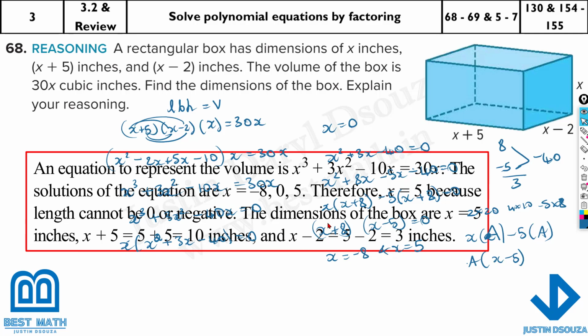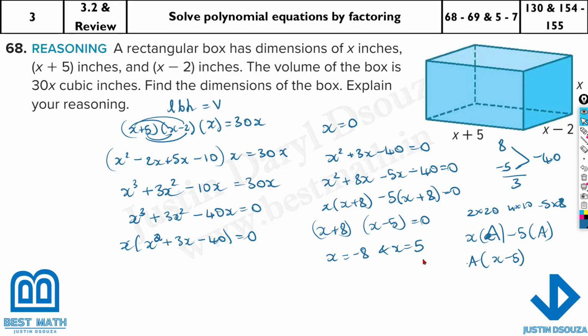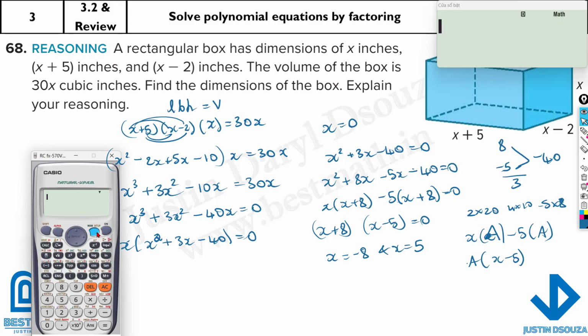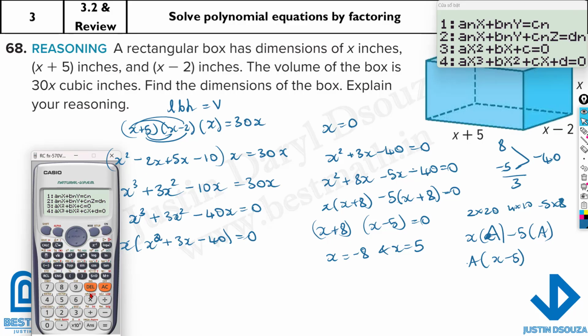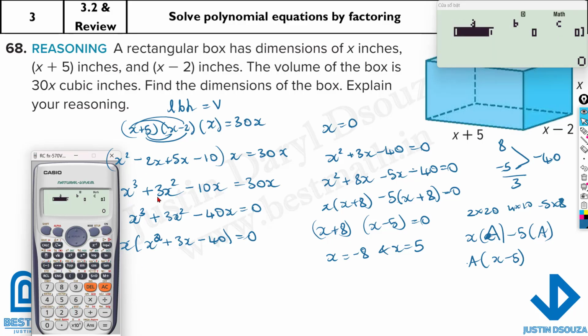So yeah, that's what is considered. Therefore, x is 5. It can't be any other number. Now let me show you a few shortcut methods. First thing, after we get the cubic equation, see this one, if you just type mod 5 and 3, sorry, mod 5 and 4, we can directly solve this.